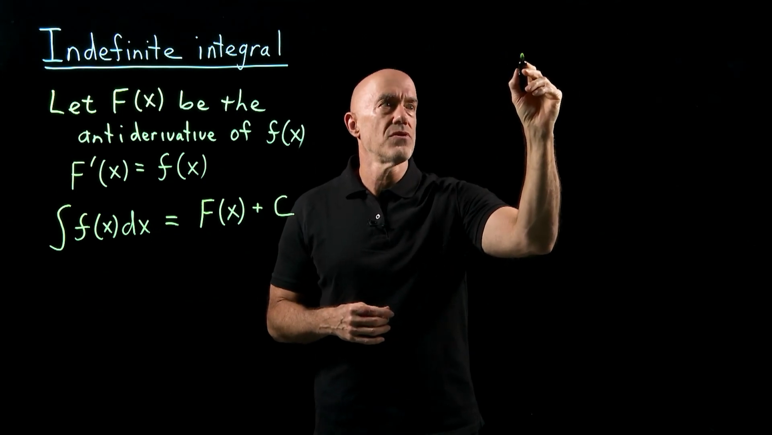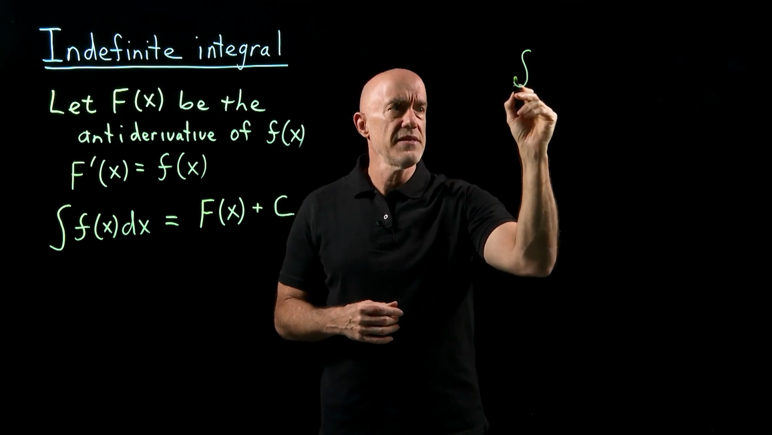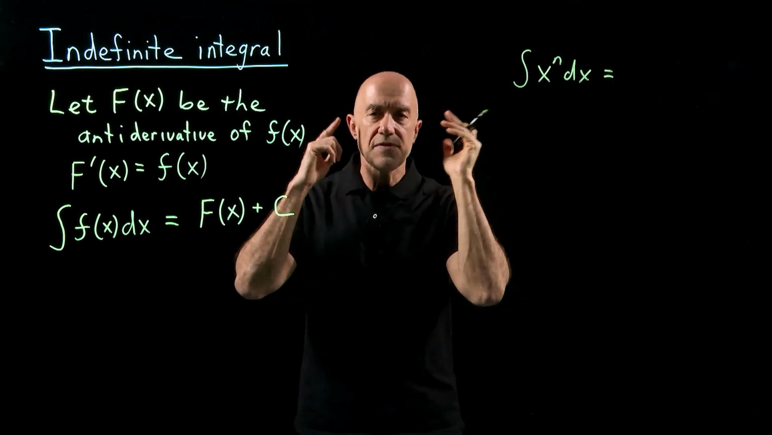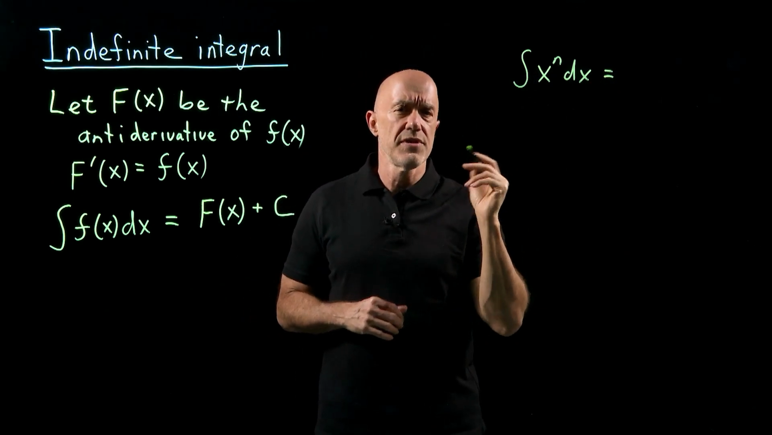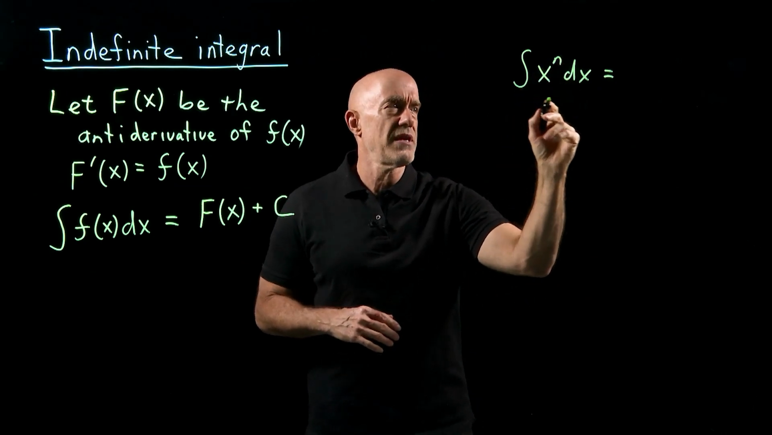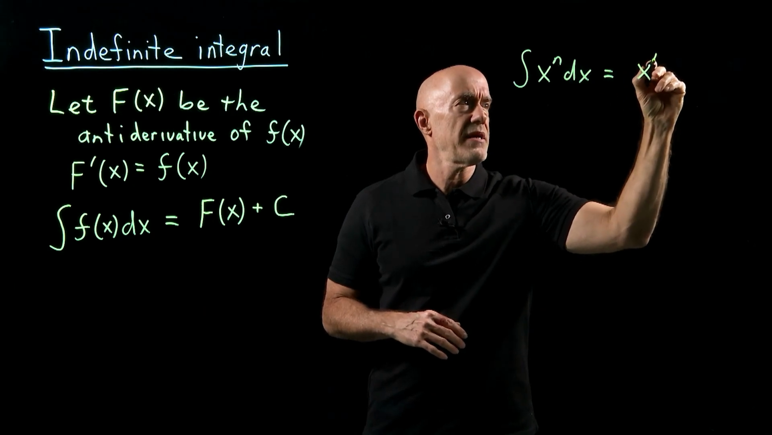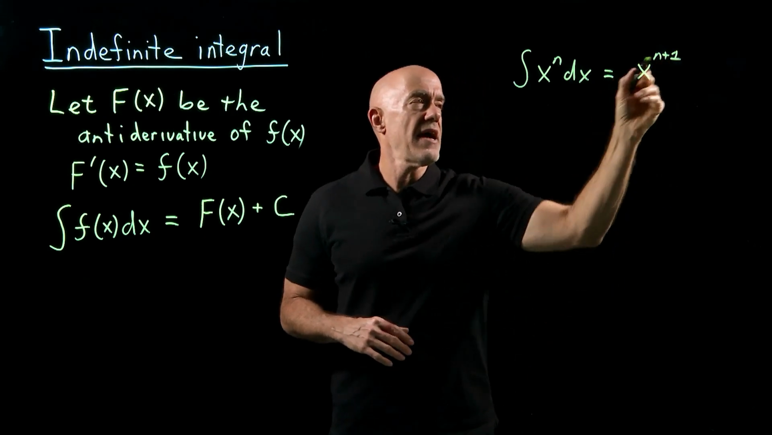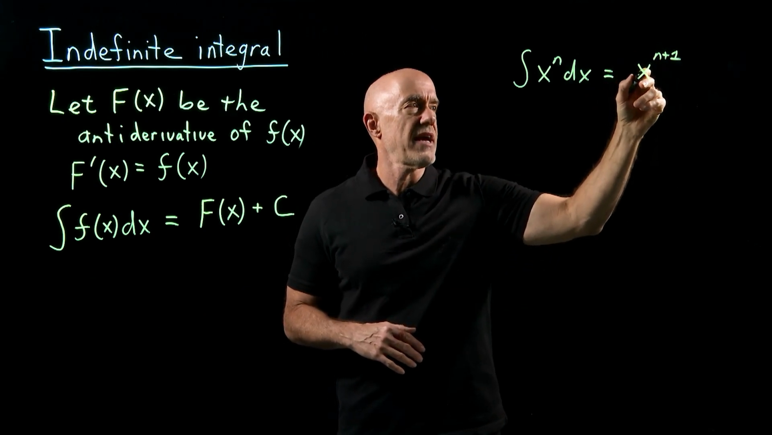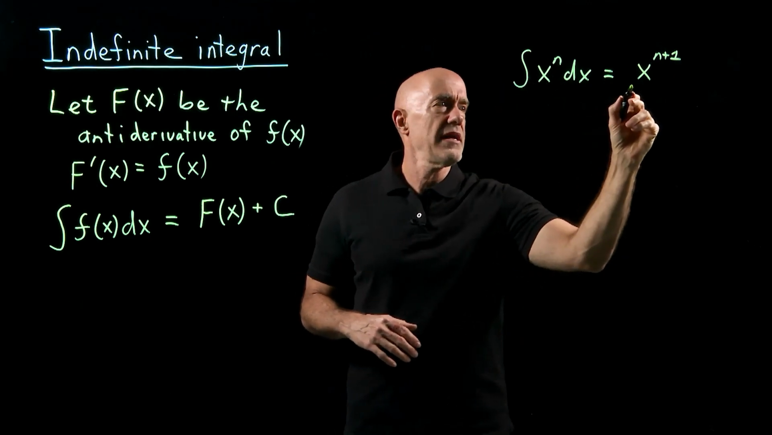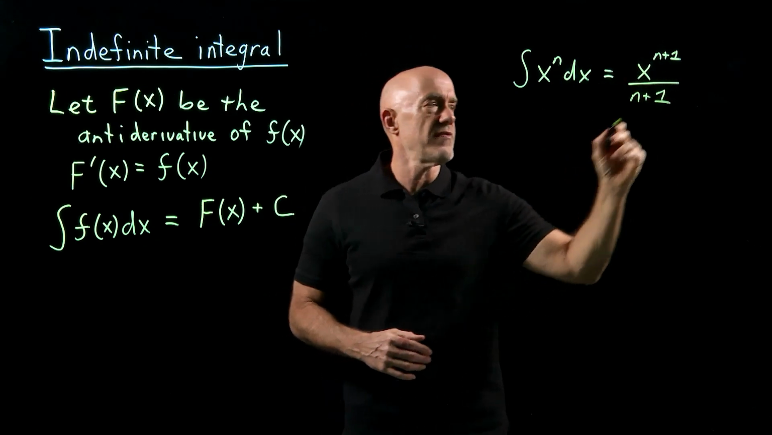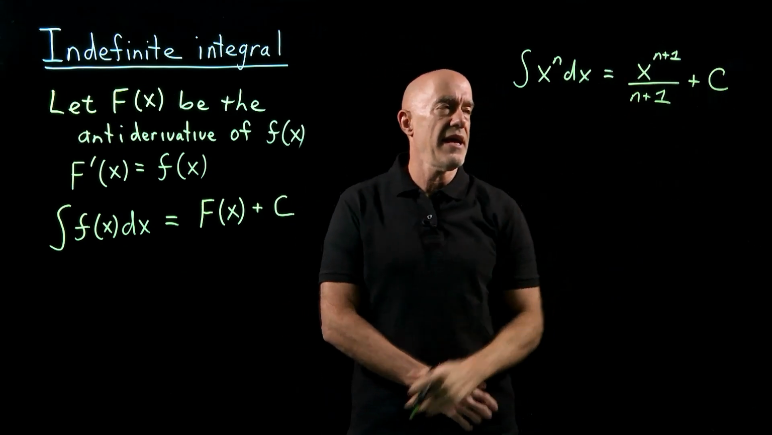So if we start with the power rule, we have the indefinite integral of x to the n dx. And then what you have to think here is what function, when you differentiate it, you get x to the n. Well, you know the power rule means you drop the exponent by 1. So this must be x to the n plus 1. And then when you take the derivative of x to the n plus 1, you get n plus 1 times x to the n. So there's no n plus 1 here, so you have to divide through by n plus 1. So then this is the antiderivative, and to that we always have to add a constant.